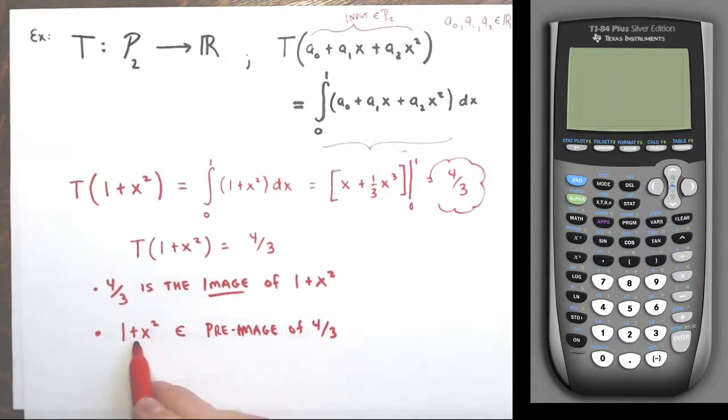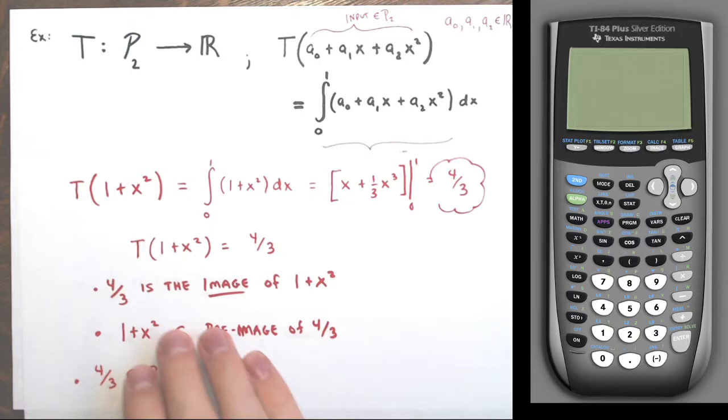Right, again, that's not the only polynomial of degree 2 or less whose integral from 0 to 1 would be 4/3, but it is one of them. And 4/3 belongs to the range of T, right? And so on. Just based on the words I put up earlier, these are really the only things I got. So again, just a few things you can say when you say that T of 1 plus x squared equals 4/3.